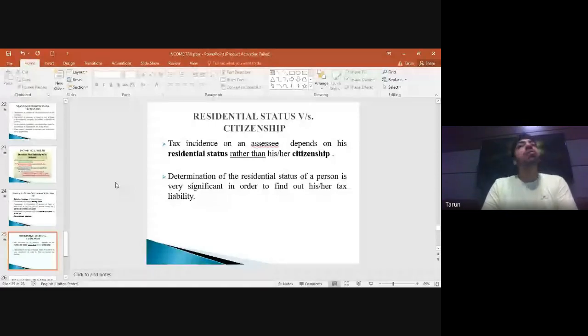So what are the conditions by which you become a resident of the country? If any person has spent 182 days or more in India, right, he becomes a resident. And if a person, out of the previous 10 years, has spent 730 days or more in India, he also becomes a resident of India.